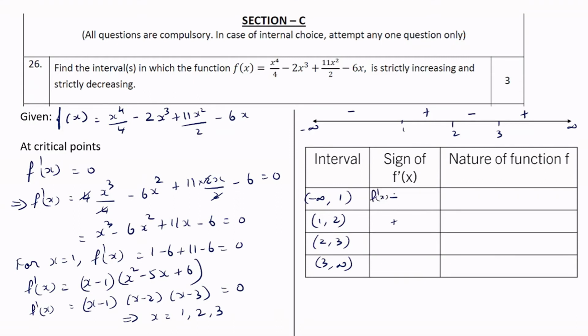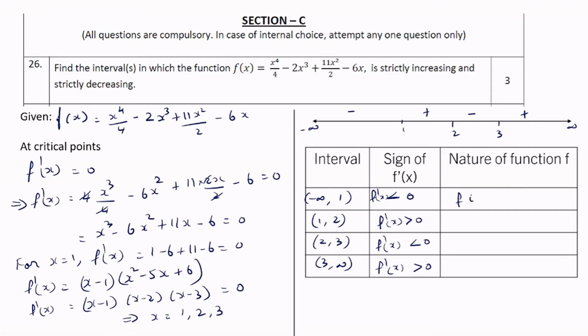f dash of x less than 0. In the interval 1 to 2, f dash of x is more than 0. In the interval 2 to 3, f dash of x is again less than 0. In the interval 3 to infinity, f dash of x is more than 0. It is positive. So in this interval, since f dash of x is less than 0, f is decreasing.